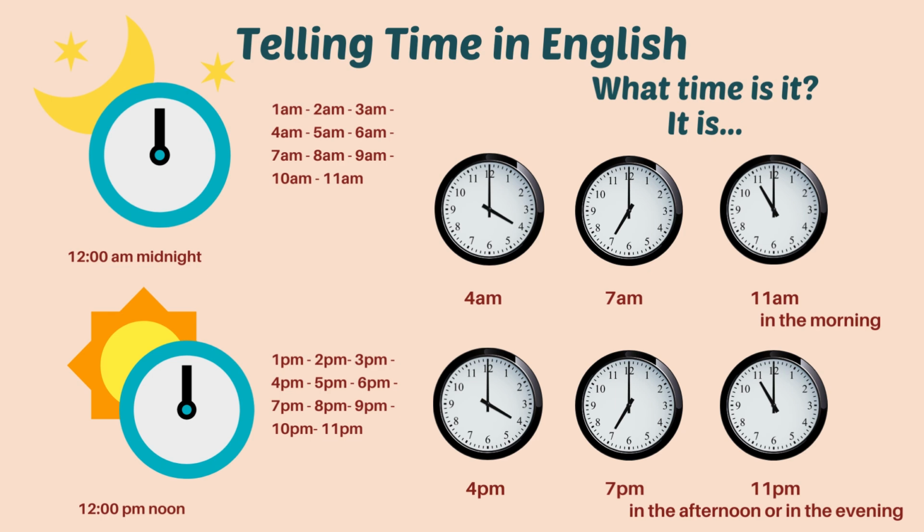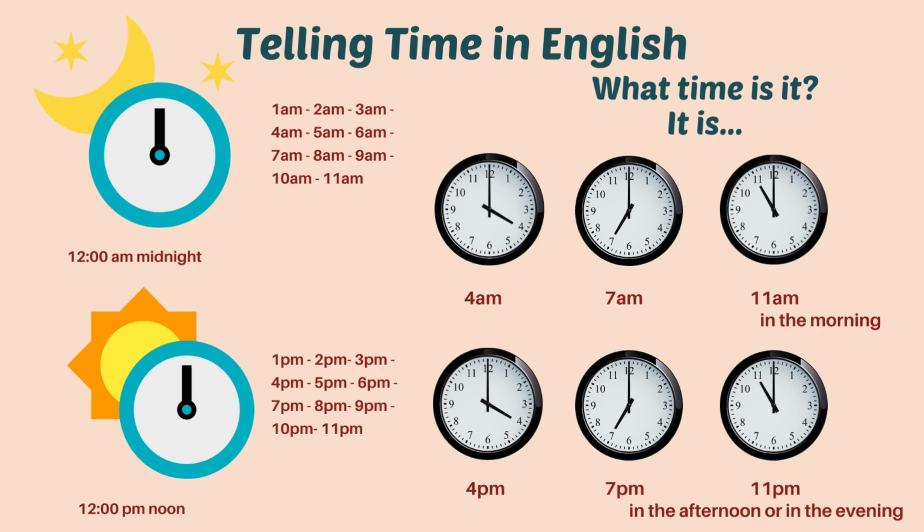The clock will start at 12 a.m. That's midnight, the middle of the night. And then it goes to 1 a.m. A.m. means morning, and it's read 1 o'clock in the morning. 2 a.m., 2 o'clock in the morning. 3 a.m., 4 a.m., 5 a.m., 6 a.m., 7 a.m., 8 a.m., 9 a.m., 10 a.m., 11 a.m.